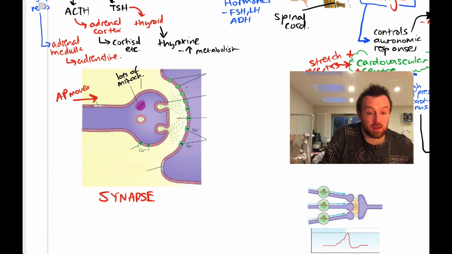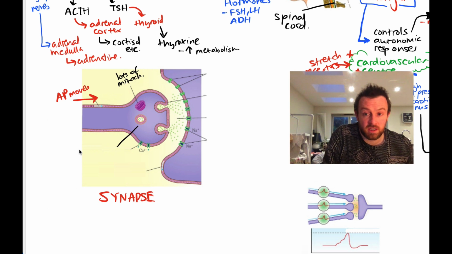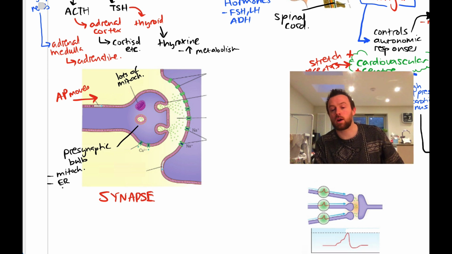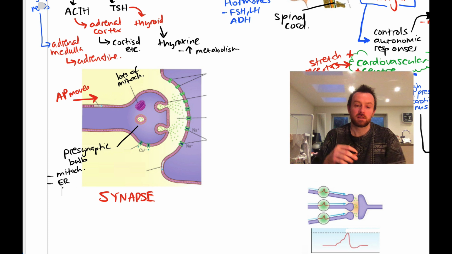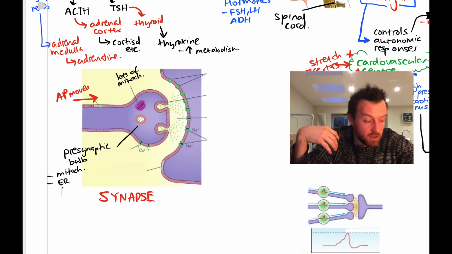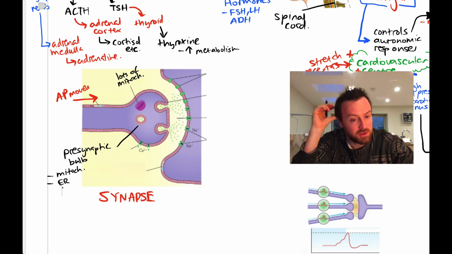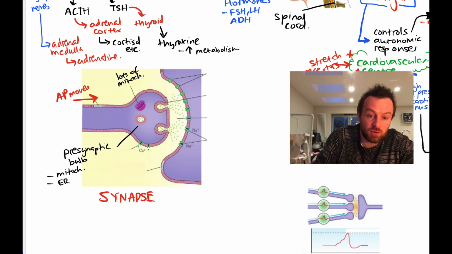In the presynaptic bulb. So this whole thing here is called the presynaptic bulb. And it's got mitochondria. It also would have lots of endoplasmic reticulum because it's quite a metabolically active place. There's a lot of transcription and translation going on to produce neurotransmitters and enzymes involved, and regulation of neurotransmitters and that sort of thing. So as that action potential moves in, it first triggers.